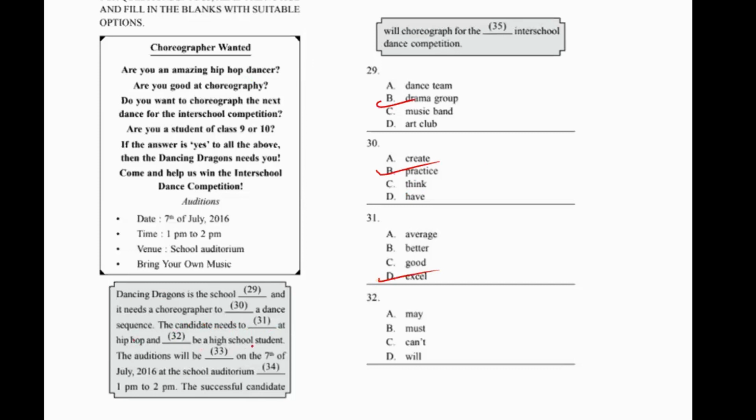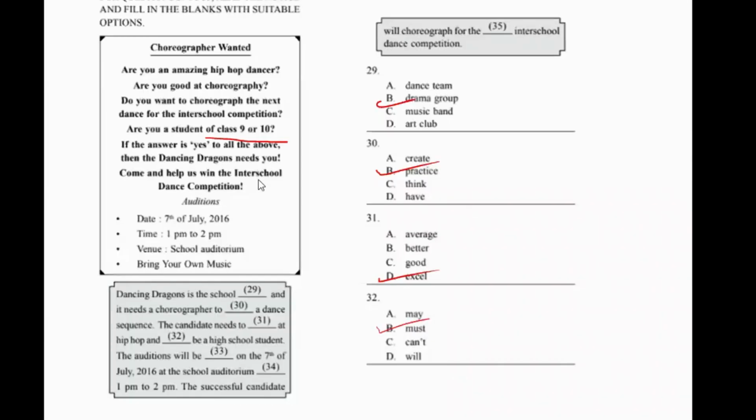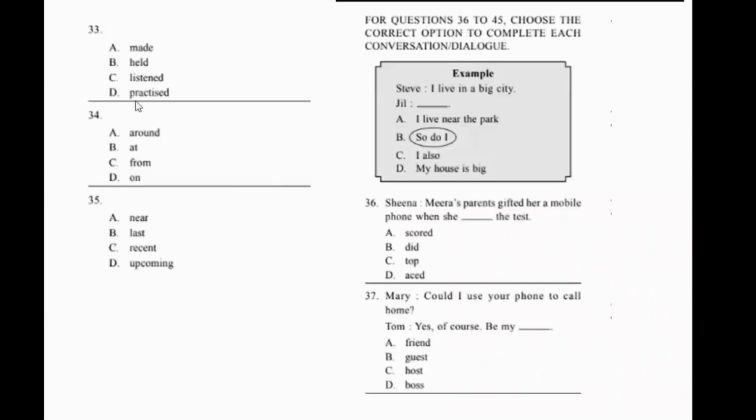And dash be a high school student. It is mentioned that it should be a student of class 9 or 10. So the candidate needs to excel at hip hop and must be a high school student. So must is the correct answer for question number 32. Next, the auditions will be dash on 7th of July 2016. So the auditions will be held. It will be option B.